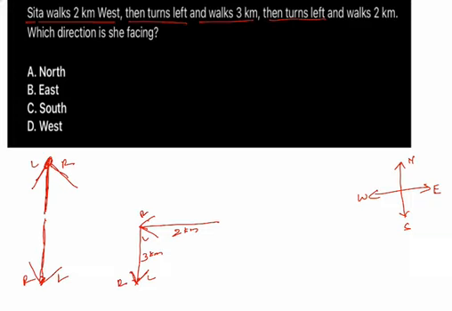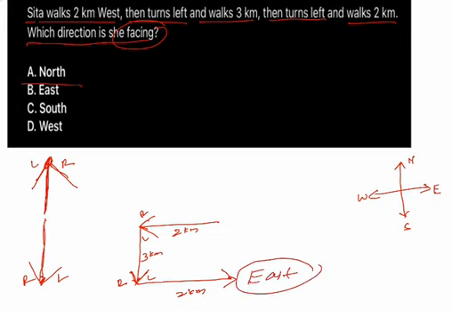Then turns left and walk 2 kilometers. Which direction is she facing? This is her face direction. This is the east direction. Answer is east.